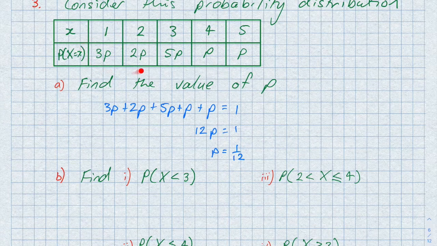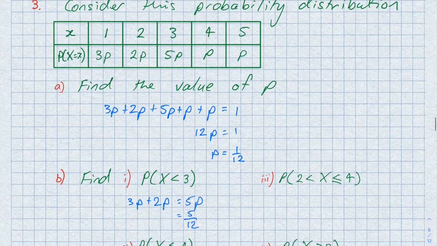So what we're doing is we're adding these two together. So we've got 3p plus 2p equals 5p. So that's going to be equal to 5 times the 12th, so 5 twelfths. For the second one, the probability that it's between 2 and 4. Now you'll notice here it does include 4, but it doesn't include 2.